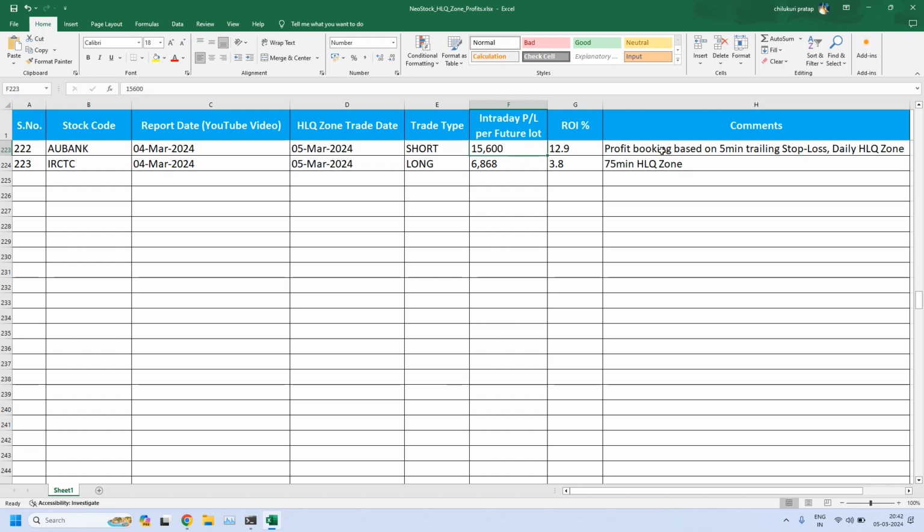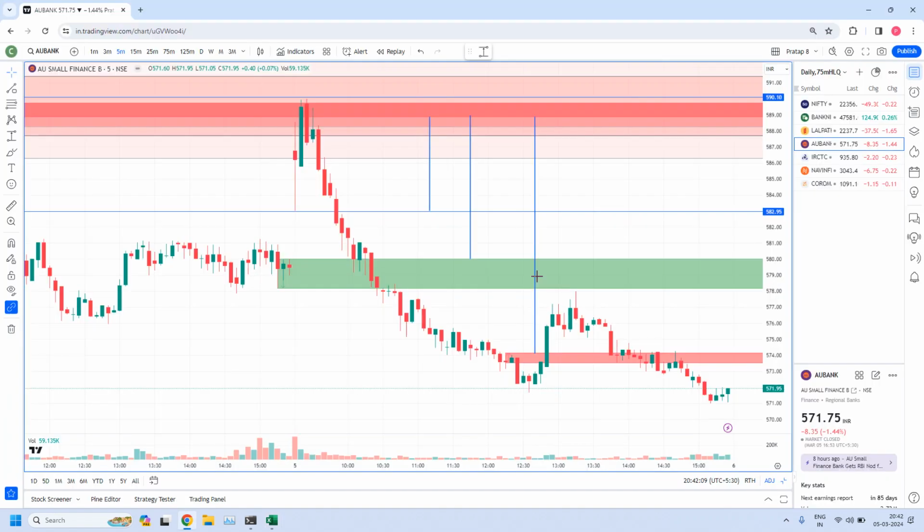How did we book the profit? 15,600, which is a 12.9% ROI. It has given 12.9% ROI, return on the investment, based on one futures lot. So it is an excellent trade.